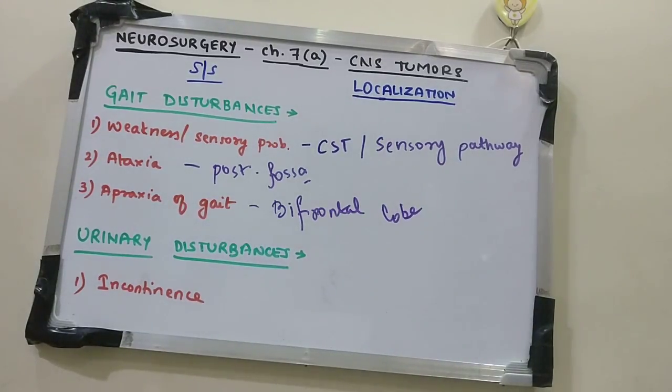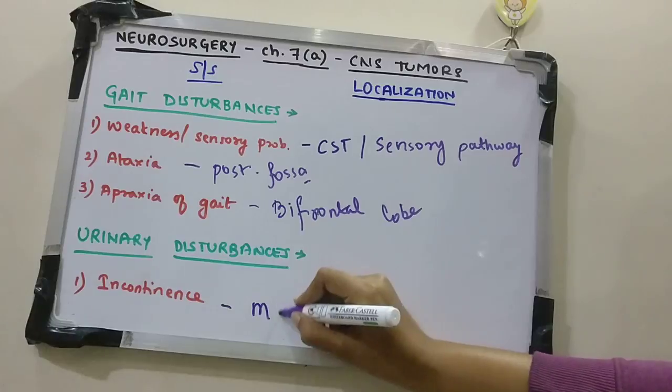Okay, now coming to urinary disturbances. If the patient is having incontinence, and you are suspecting a brain tumor, what area of the brain would you localize it to? It is the medial frontal lobe.